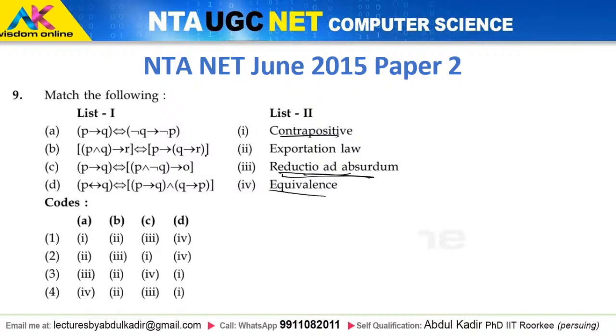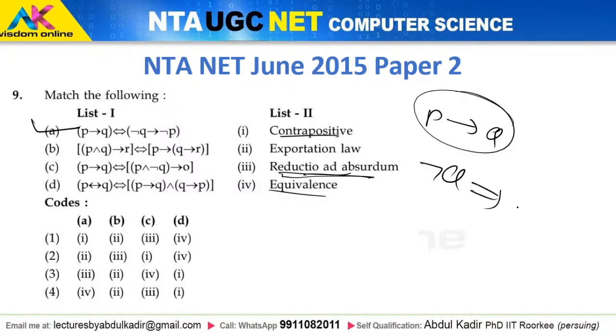Anyway, first of all, this is contrapositive. This we have already covered. P implies Q. I told you that the contrapositive of P implies Q is nothing but negation Q implies negation P. If this is the original statement, then this is the contrapositive. A will go with 1. Actually, you can solve this question here only. The answer will be this. Very easy. A will go with 1. I told you this thing.